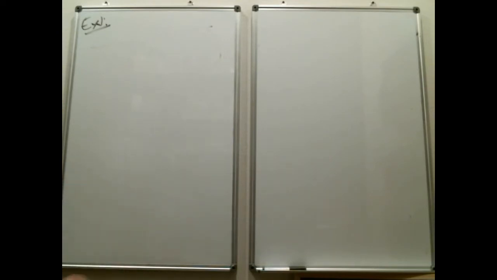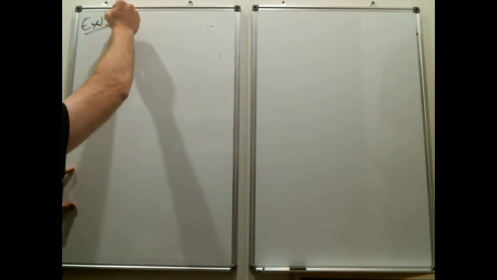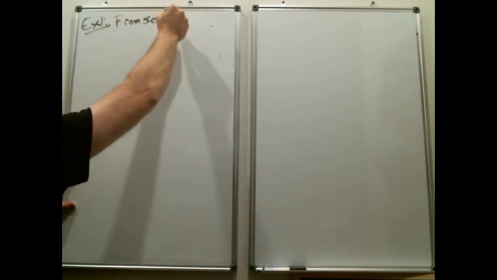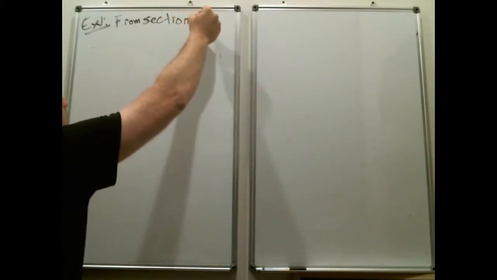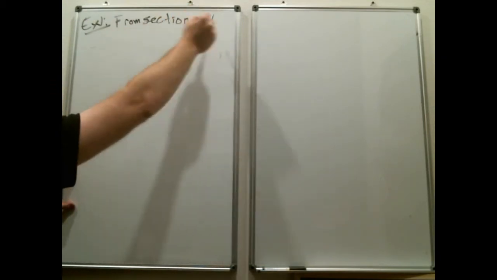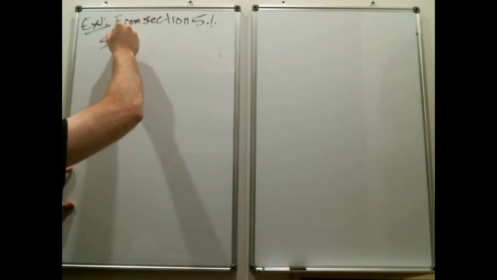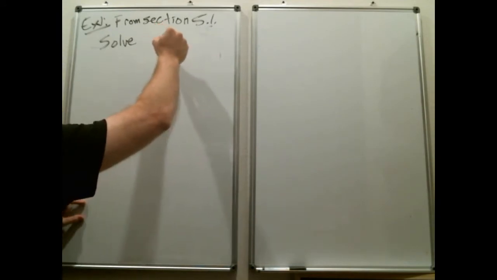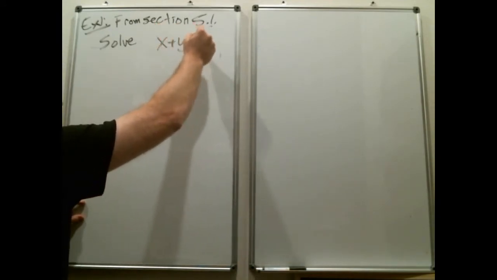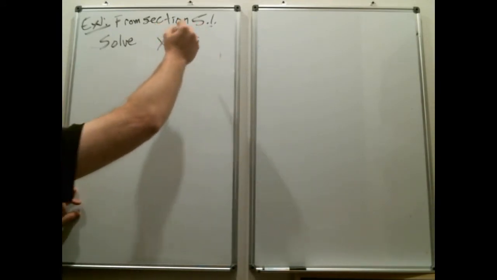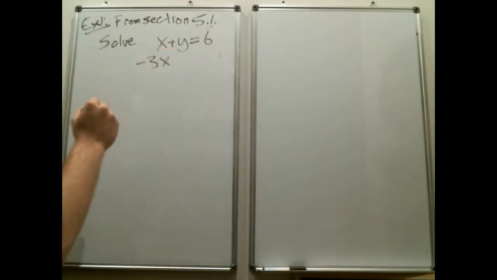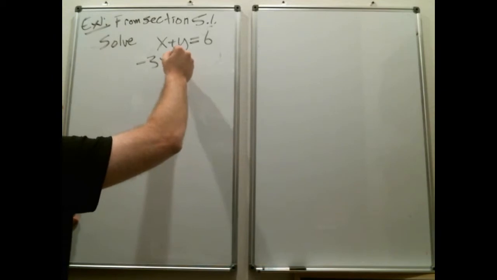while I'm doing that. So example 1 from section 5.1, solve this system of equations. We're going to say x plus y equals 6 and negative 3x plus y equals 2.